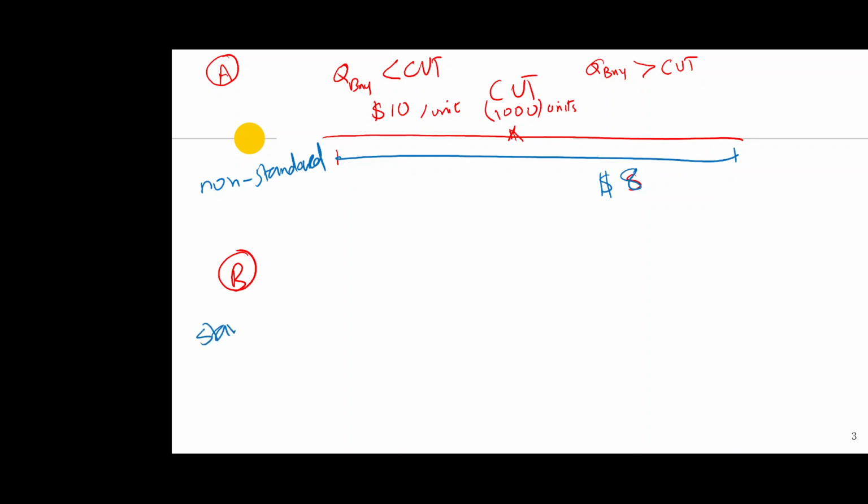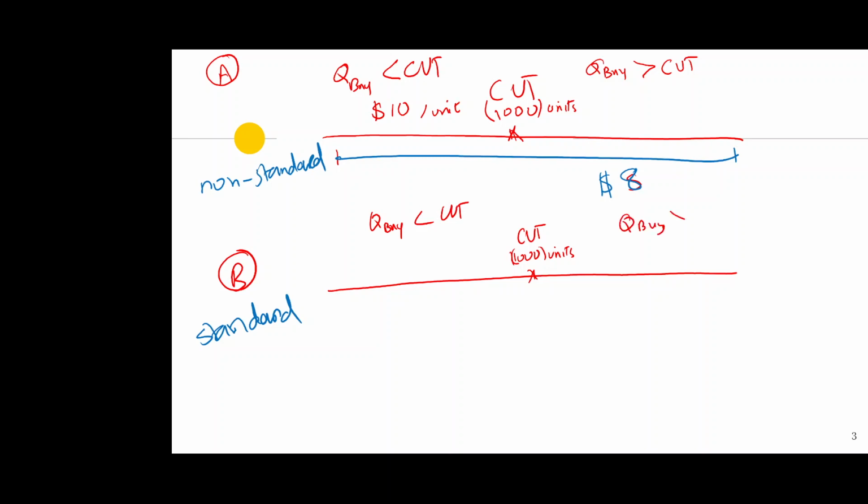The standard one is more popular, and this is why it's standard, because it hopefully brings you more money. It is the following. You have a cut value, let's say 1,000 units. Again, the quantity bought here is less than the cut, and the quantity bought here is greater than the cut. The same rule applies: if the quantity bought is less than the cut, I'm going to charge you $10 for the first 1,000 units.